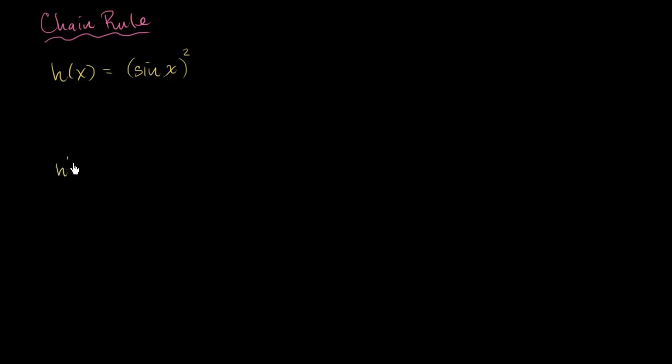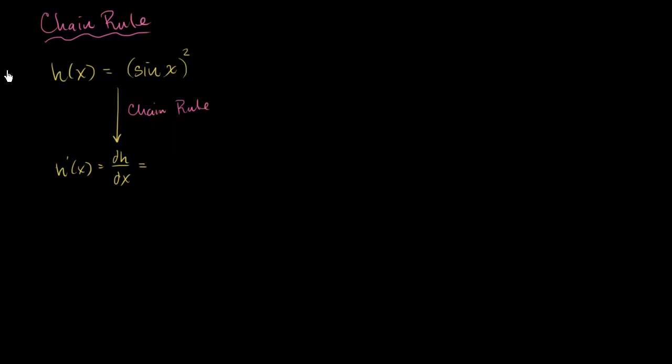So I want to know h prime of x, which another way of writing is the derivative of h with respect to x. These are just different notations. And to do this, I'm going to use the chain rule. The chain rule comes into play anytime your function can be viewed as a composition of more than one function. That might not seem obvious right now, but hopefully it will by the end of this video or the next one.